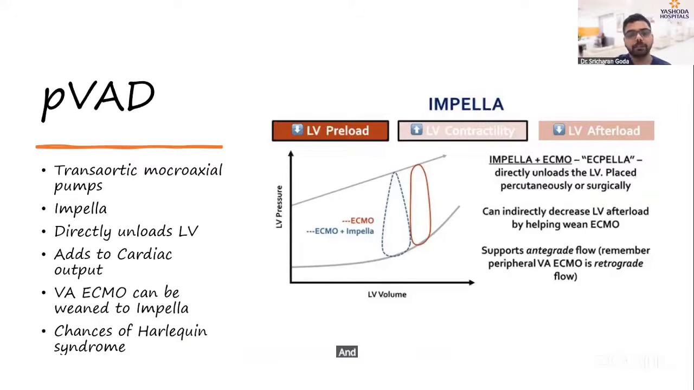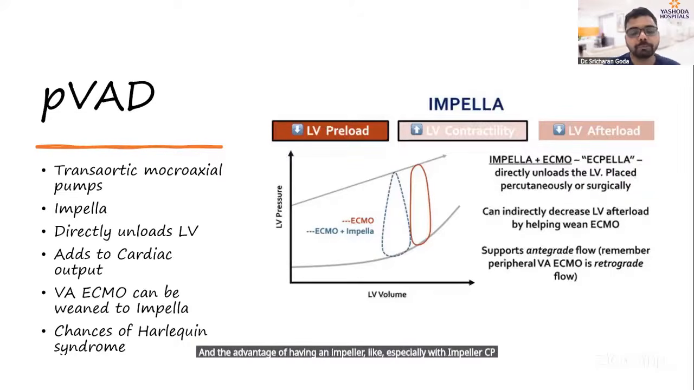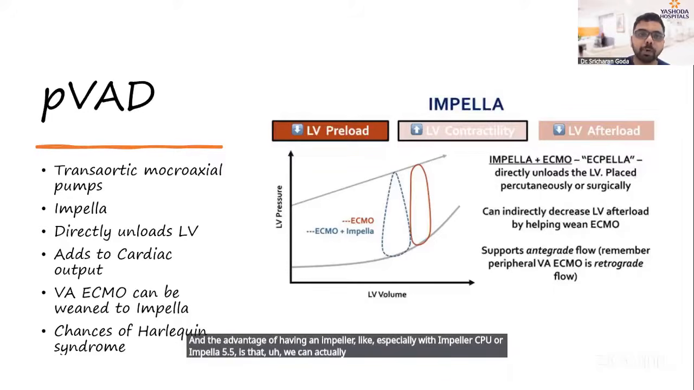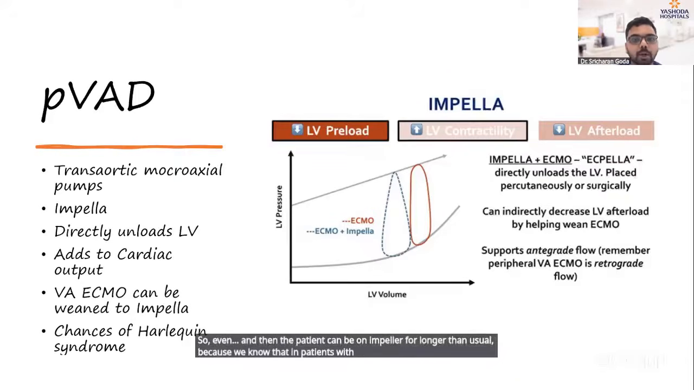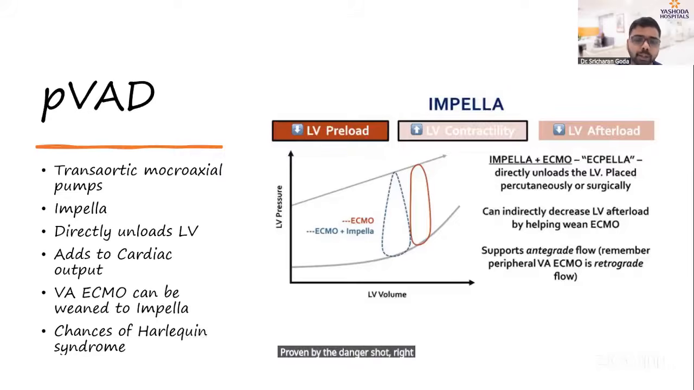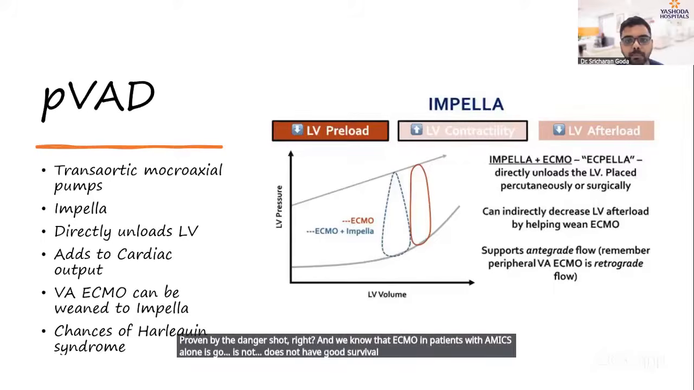And the advantage of having an Impella, especially with Impella CP or Impella 5.5, is that we can wean the ECMO part and then slowly transition the patient from VA ECMO onto Impella. The patient can be on Impella for longer than usual, because we know that in patients with acute coronary syndrome and AMI-CS, Impella has better survival benefits than VA ECMO, as proven by the DanGer Shock trial. And we know that ECMO in patients with AMI-CS alone does not have good survival benefit as per the ECLS-SHOCK trial or the ECMO-CS trial.